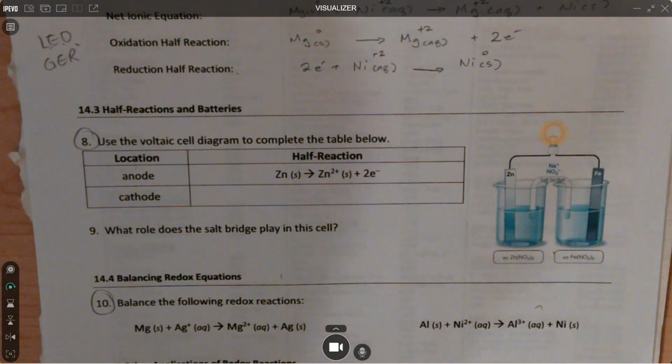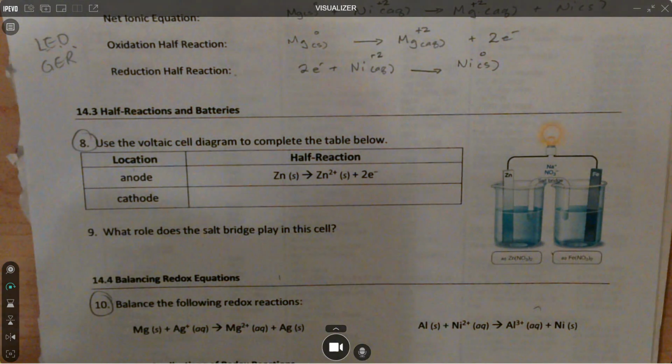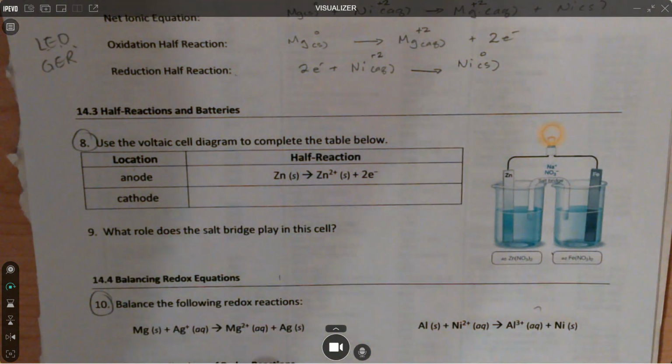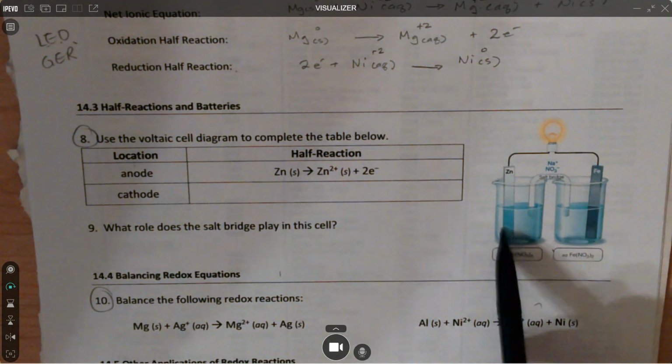So don't be scared of this part. It has all these fancy words in it, voltaic cells and whatnot. It's all the same thing, just reworded differently. So use the voltaic cell diagram to complete the table below. This is called a voltaic cell.